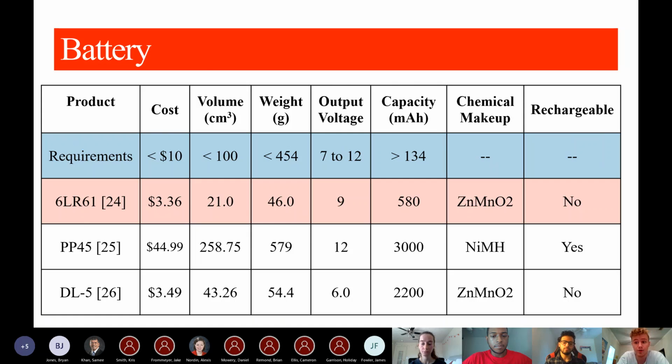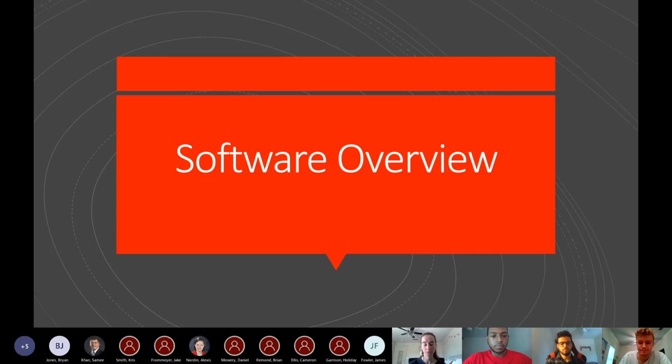hour. The battery also doesn't need to be rechargeable, and it needs to be replaceable instead, so that whenever the device is out of power, the therapist or user can simply replace the battery instead of waiting an extended period of time for the battery to recharge. With all this in mind, we selected the 6LR61 battery, and this is just a typical 9-volt battery you can find in Walmart or buy online at Amazon, and it fits all these requirements, and its battery life makes the device last around 4.5 hours.